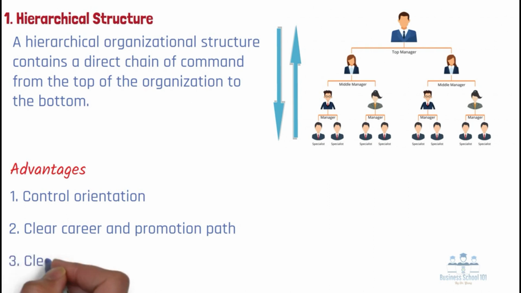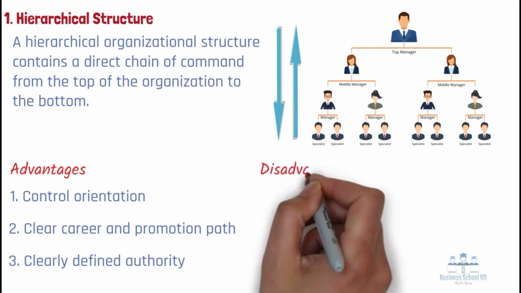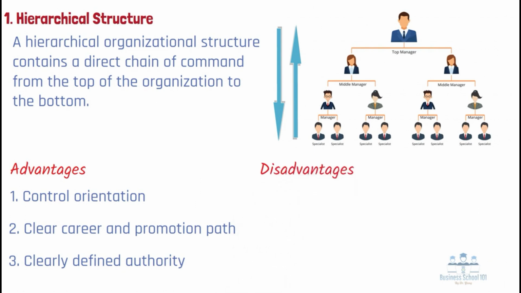3. Clearly defined authority. Companies with a hierarchical structure have different levels of authority and power. This means employees will have direct supervisors they can report to. This eases the flow of communication and ensures employees know from whom their direction and working orders are coming. Disadvantages of the hierarchical structure include the following.